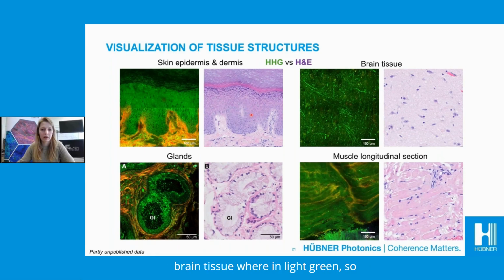Here's an example of brain tissue where in light green, so with third harmonic, you see the axons and you also see some cellular features. Then here you see the striped muscles. And this is an example of a gland where you beautifully see the different gland cells also surrounded by collagen. And also here a good comparison with the standard histology stainings.